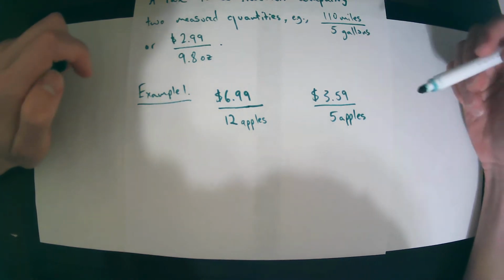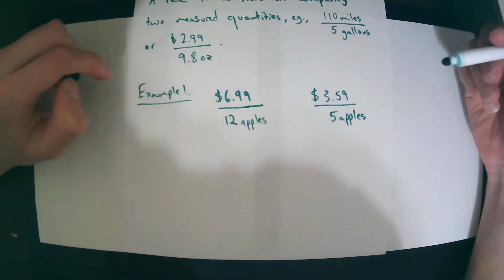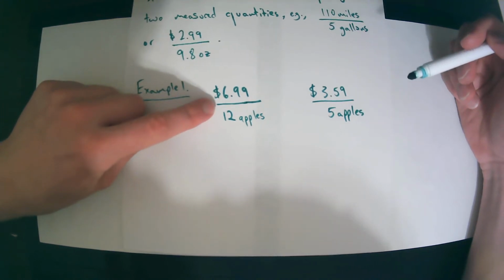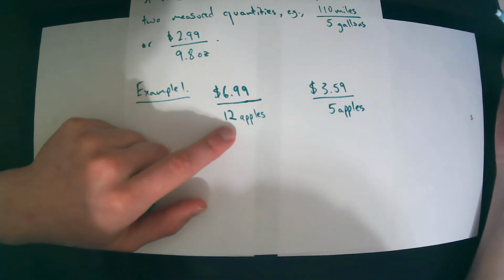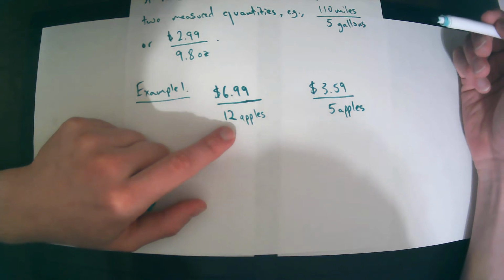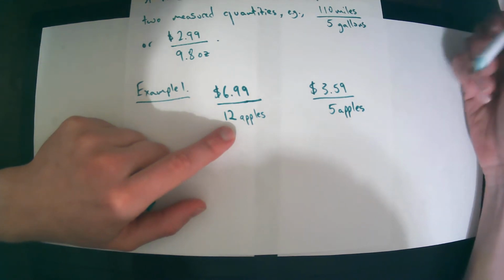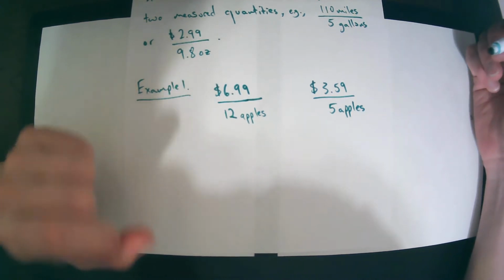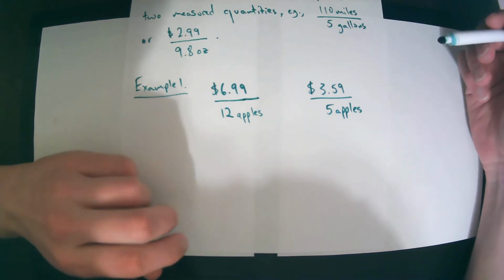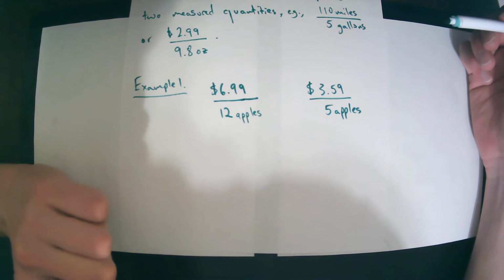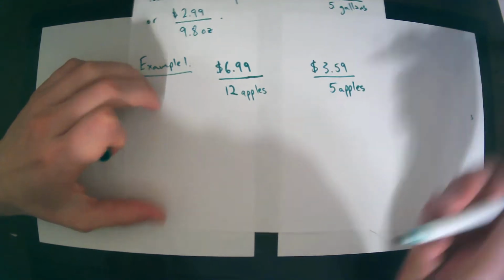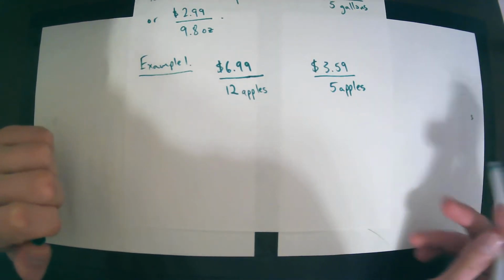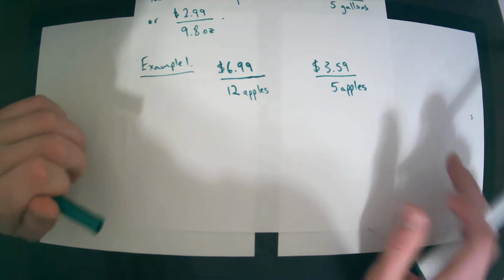And if you've done shopping in the real world, you probably have a feeling that this is going to be the better buy, because typically when you buy things in bulk, it tends to be cheaper overall, right? That's why Sam's Club exists, and other places where you can buy bulk, because it's cheaper to buy bulk. Now, of course, if you're just buying for yourself, are you actually going to eat 12 apples before they go bad? Anyways, let's actually see if we can find out which is the better deal.